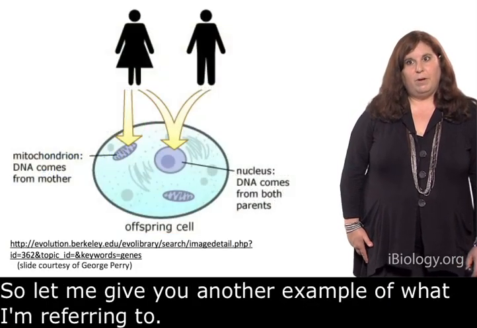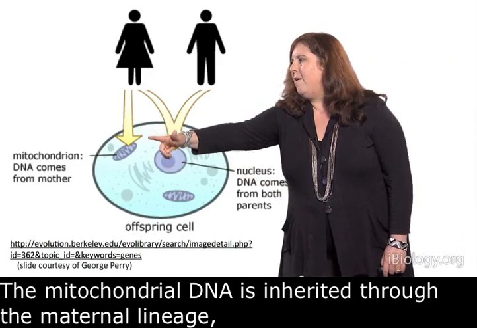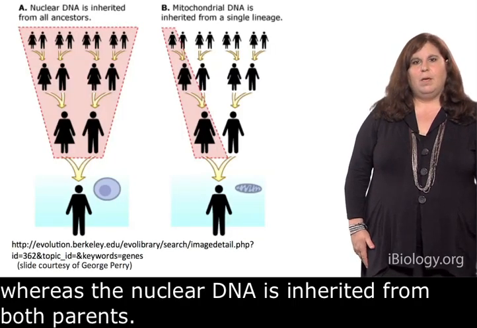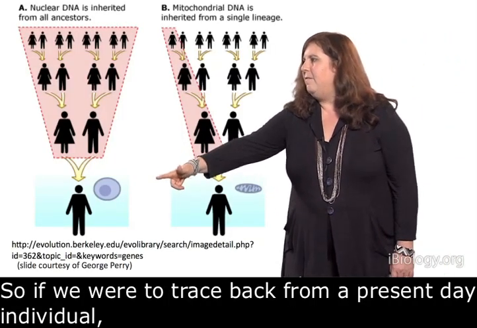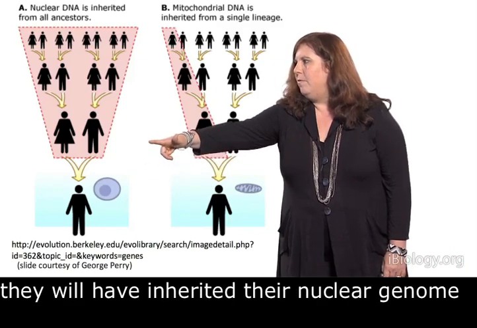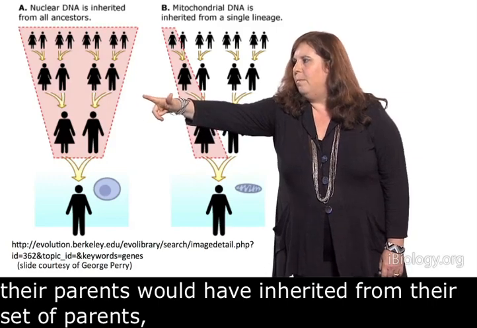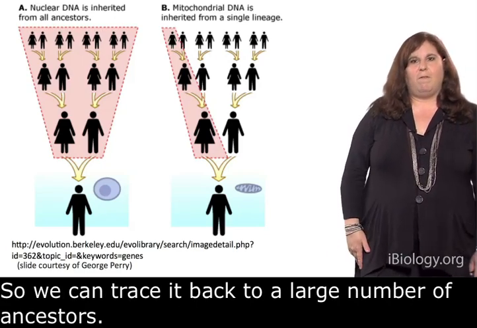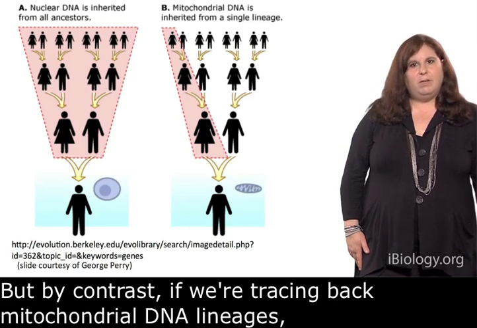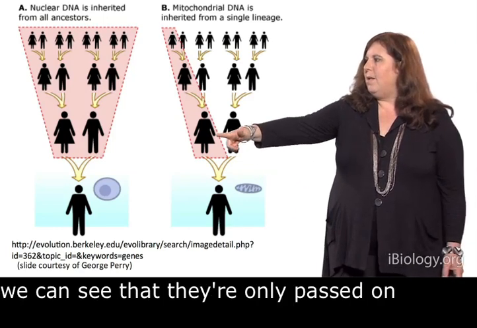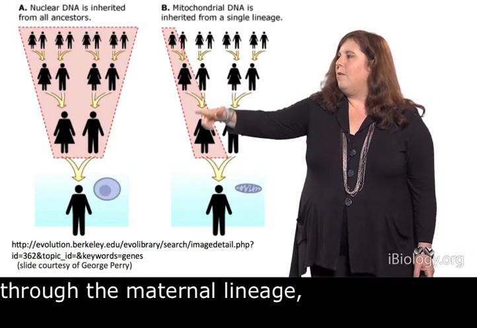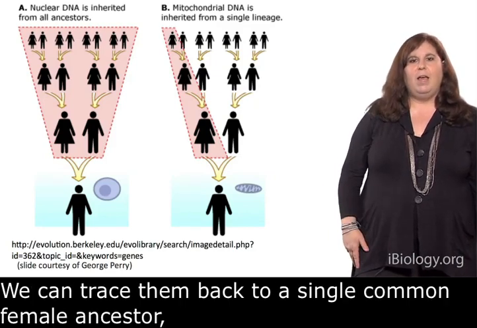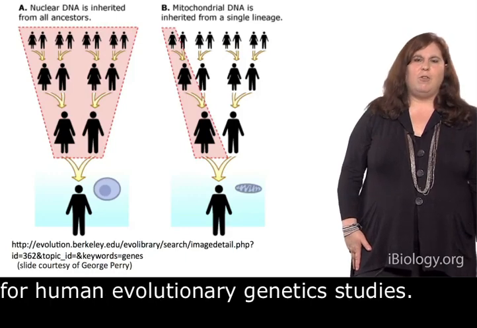So let me give you another example of what I'm referring to. The mitochondrial DNA is inherited through the maternal lineage, whereas the nuclear DNA is inherited from both parents. So if we were to trace back from a present-day individual, they will have inherited their nuclear genome from their parents. Their parents would have inherited from their set of parents, and then their set of parents, and so on. So we can trace it back to a large number of ancestors. But by contrast, if we're tracing back mitochondrial DNA lineages, we can see that they're only passed on through the maternal lineage. So they're essentially inherited from a single lineage. We can trace them back to a single common female ancestor. And that's why they've been very useful for human evolutionary genetic studies.